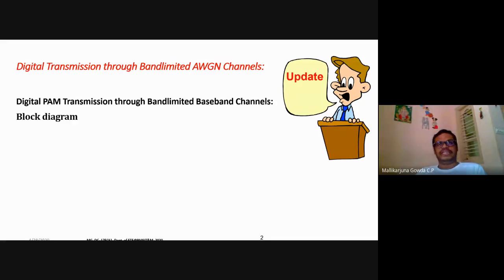If it is 3 bits, then there are 8 possible combinations, from 000 to 111. So I can decide the number of amplitude levels: with 2 bits, 4 amplitude levels, and with 3 bits, 8 different amplitude levels. That is what PAM is. Here we are conveying the information bits with the amplitude of the pulse. That's all. Is it clear?